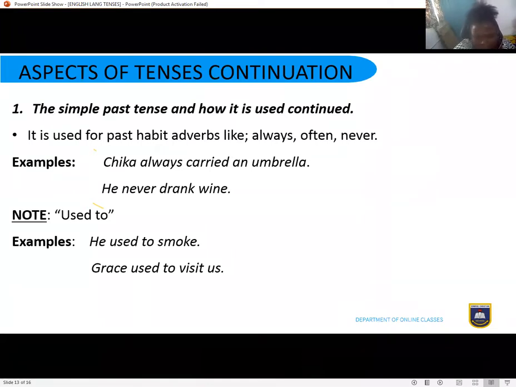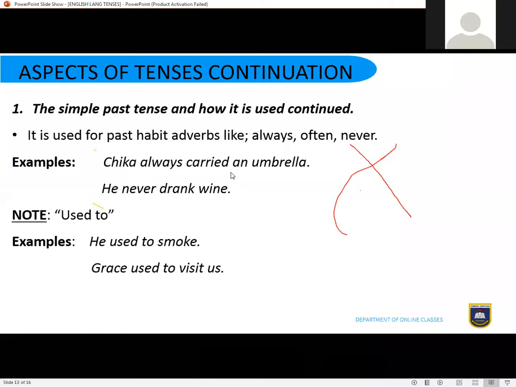Let's look at the third point. The simple past tense is used for past habits. Hello, students, are you there? Yes, madam. So it is used for past habits with adverbs. You can use them with what? Adverbs like what? Always, often, never.